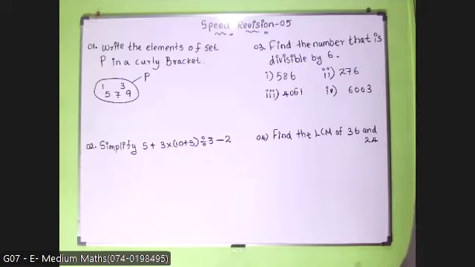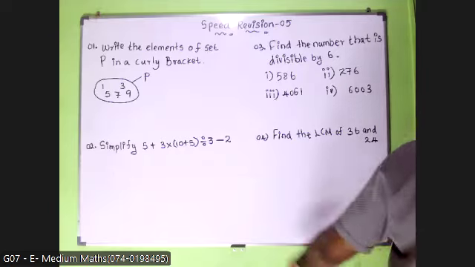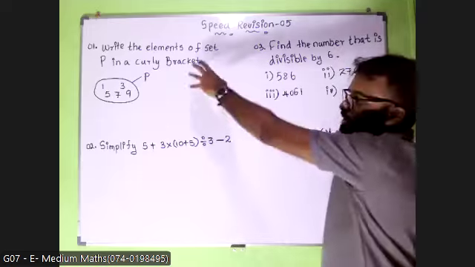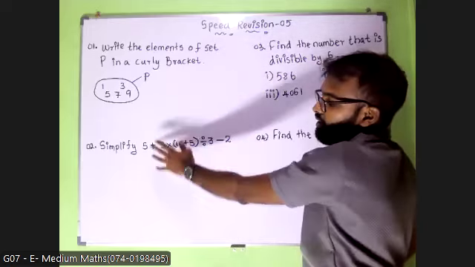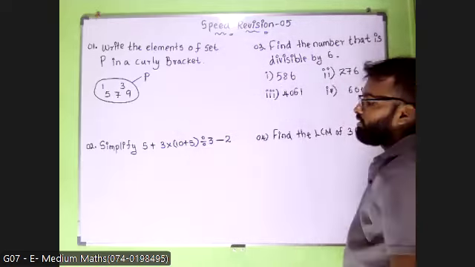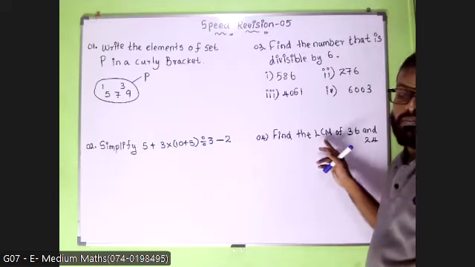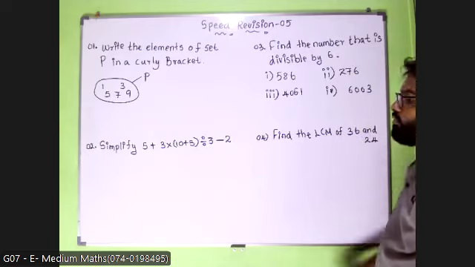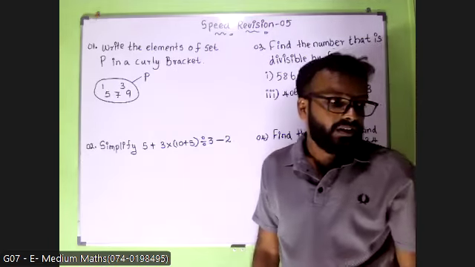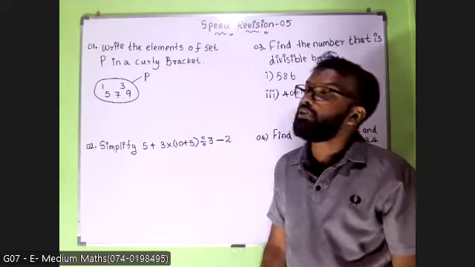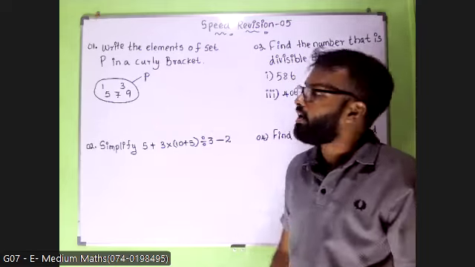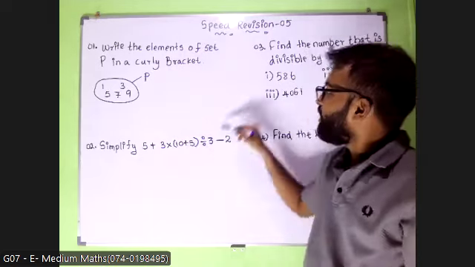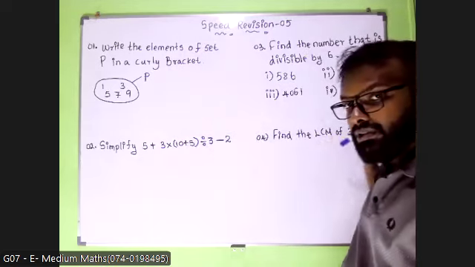Right. Where we have to set the answers. I can provide the answers, right? So find the LCM. LCM means least common multiple of 36 and 24. Then you have to put the answer.